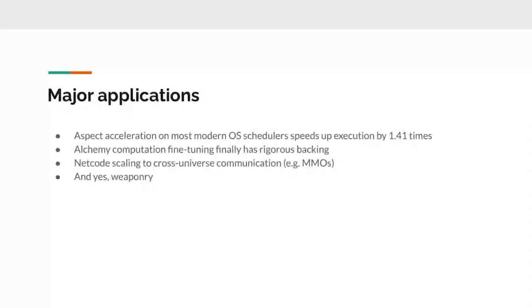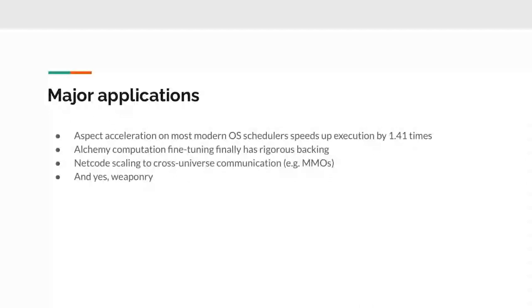So the major applications to this are that aspect acceleration on most modern OS schedulers speeds up execution by 1.41 times. So pre-spur people wish they had our technology. This means that Alchemy computation fine tuning finally has rigorous backings. So that means that you can create new items, and we get more into this in the alchemization course, but we can create items more efficiently and more specifically.